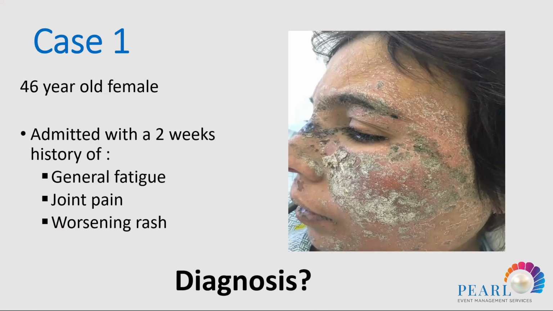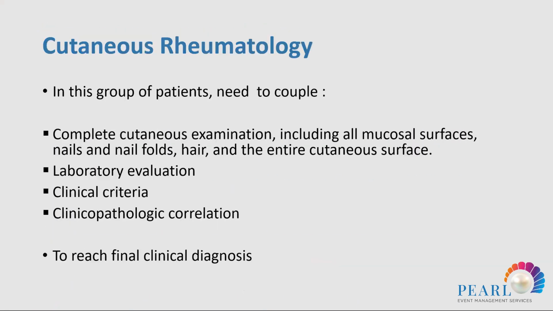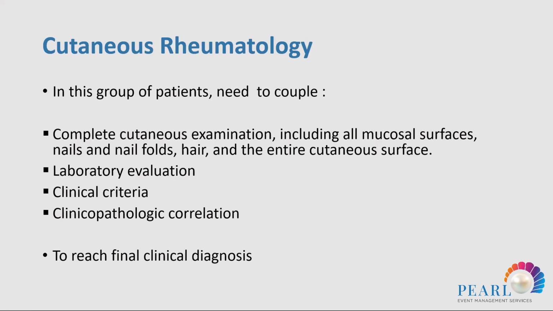Of course, we had lots of diagnoses in our mind. However, this turned out to be lupus, systemic lupus erythematosus. With regards to cutaneous rheumatology, we have different disorders. This includes lupus erythematosus, dermatomyositis, Raynaud's phenomenon. I'm not going to go through the list just for the sake of time.